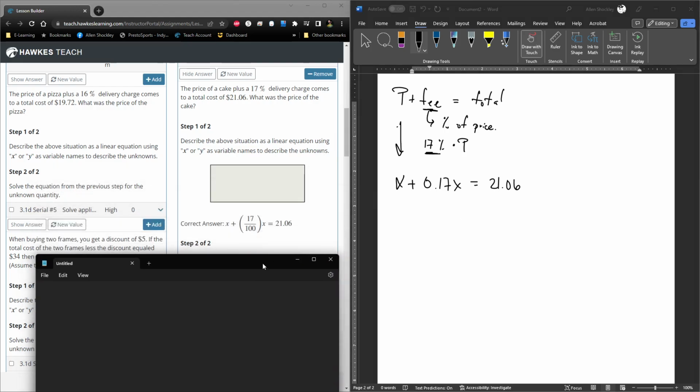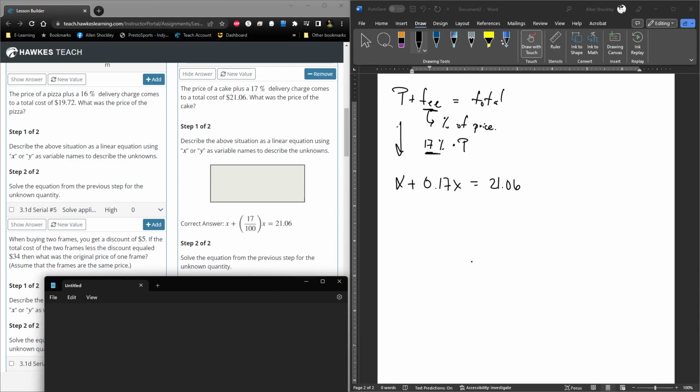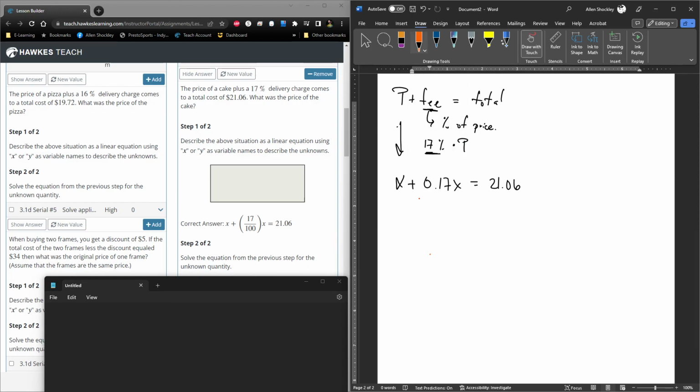And so again, it looks like they're wanting this as a fraction. If so, then just keep it as 17 over 100x. The second part, solve the previous step for the unknown quantity. Again, you're just going to combine what you can. So we know that this is, let's use a different color because I have access to them. We have this right here. So this is 1, technically.